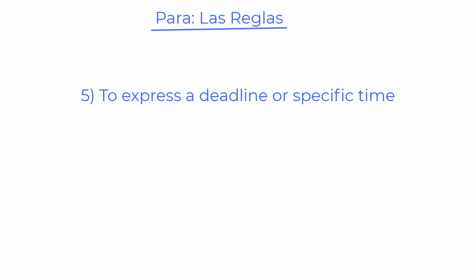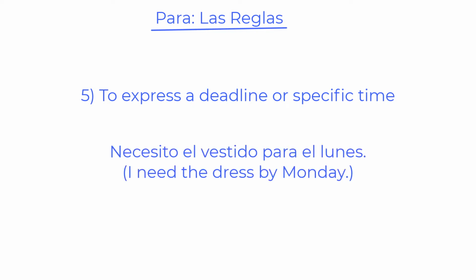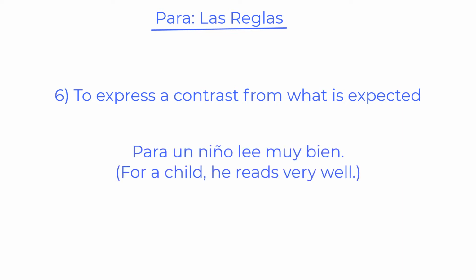Regla número cinco. If you want to express a deadline or a specific time. Por ejemplo, necesito el vestido para el lunes. Regla número seis. To express a contrast from what's expected. So, por ejemplo, para un niño, lee muy bien.